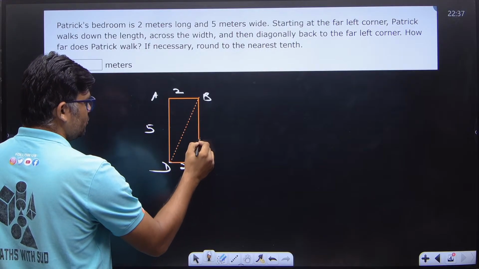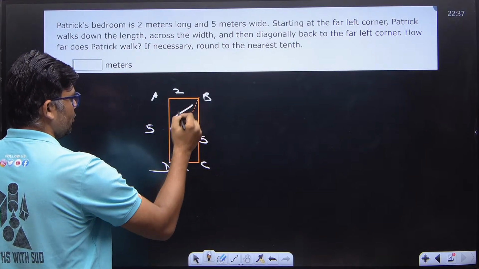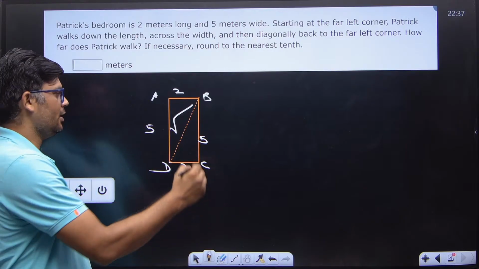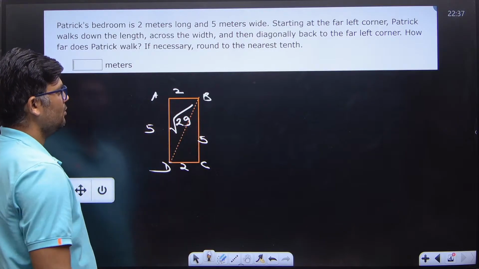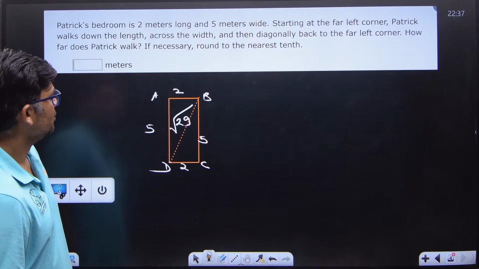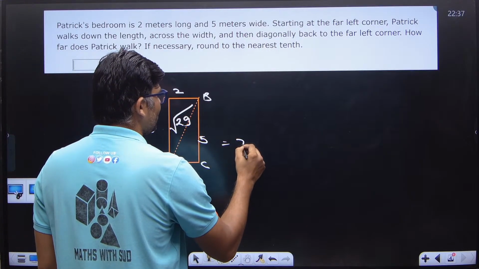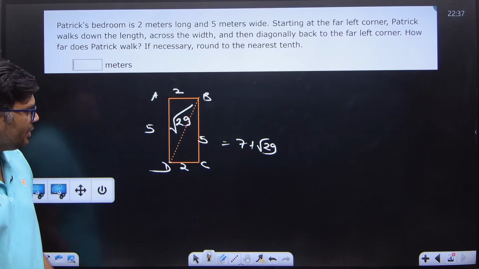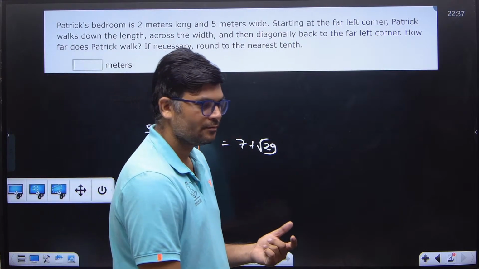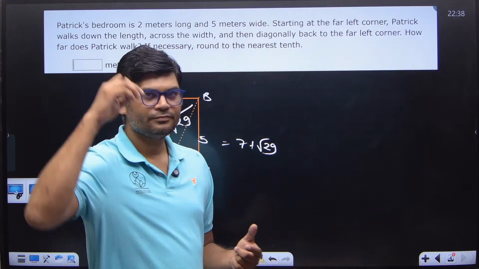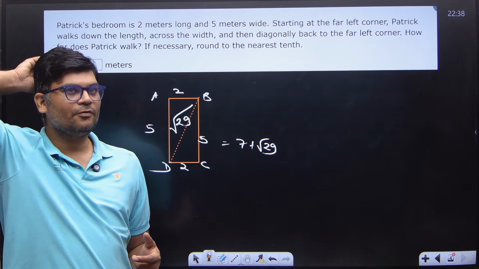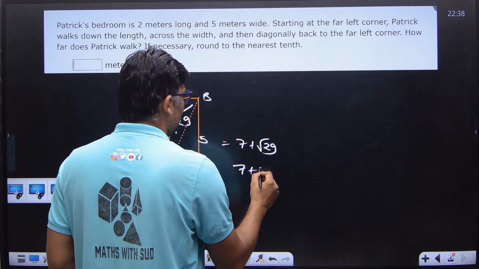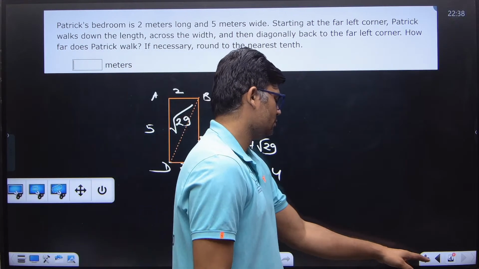So that means 2 plus 5 plus the square root of 4 plus 25, that is 29. So it is going to be 7 plus the square root of 29. How much will be the square root of 29? It will be something like 5.35. So you have to make it 5.4. So 7 plus 5.4 will be 12.4.